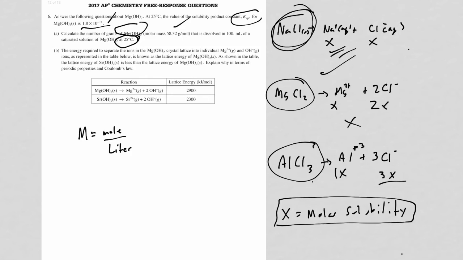For letter B, it's asking about lattice energy. It gives you the lattice energies, and it tells you the first one has a higher lattice energy than the second one. Well, there are 2 variables here, all right? The first variable is the charge difference. The second variable is the size of the ions.